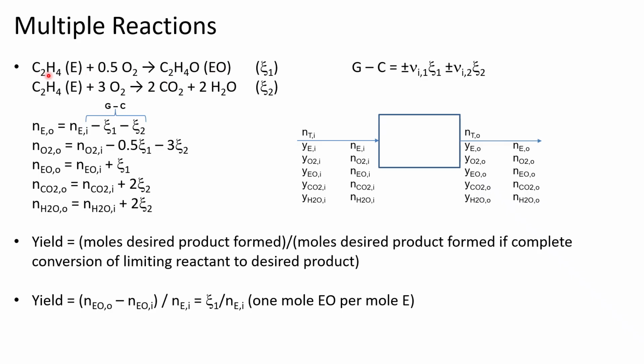So if we have NEI moles of ethylene coming in, the maximum we could produce of the ethylene oxide coming out would be NEI, the maximum number of moles. So this NEI represents the moles of ethylene oxide that could be produced if we had complete conversion of the ethylene to ethylene oxide. From the expressions that we've written up here, we can calculate the moles of ethylene oxide out minus the moles of ethylene oxide in. This equation right here tells us that that difference is just Xi1, the extent of the first reaction. We'll simply divide that by the moles of ethylene that are fed in order to calculate the yield.